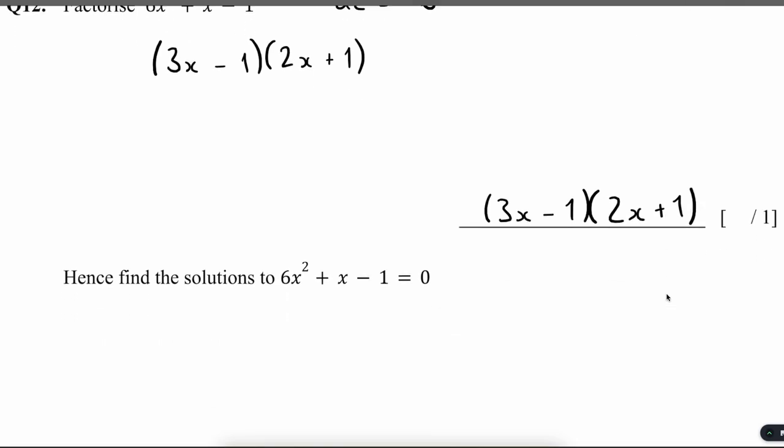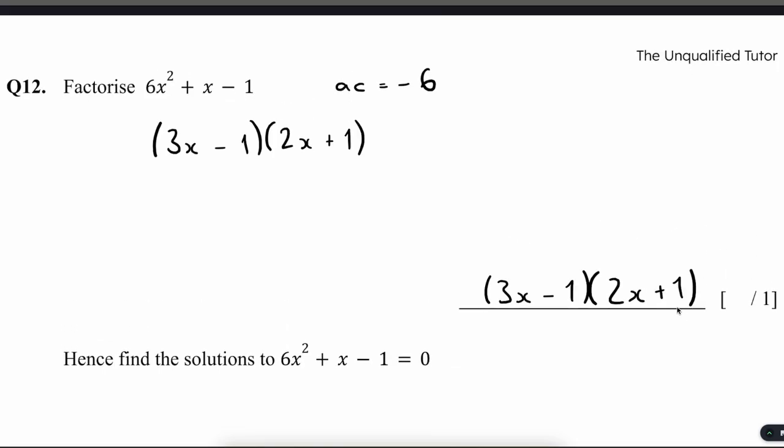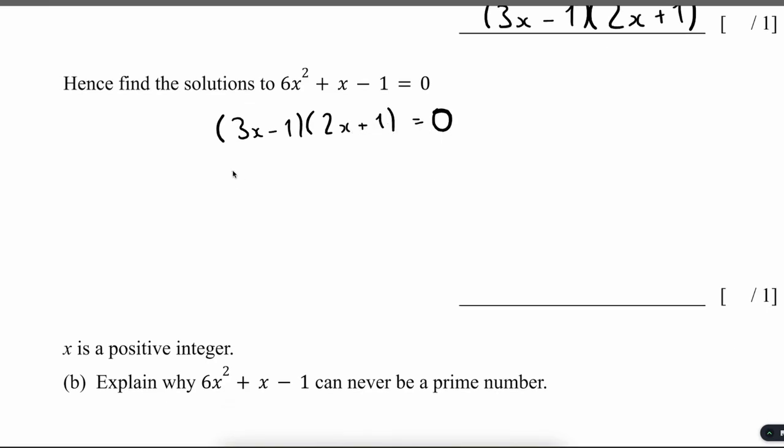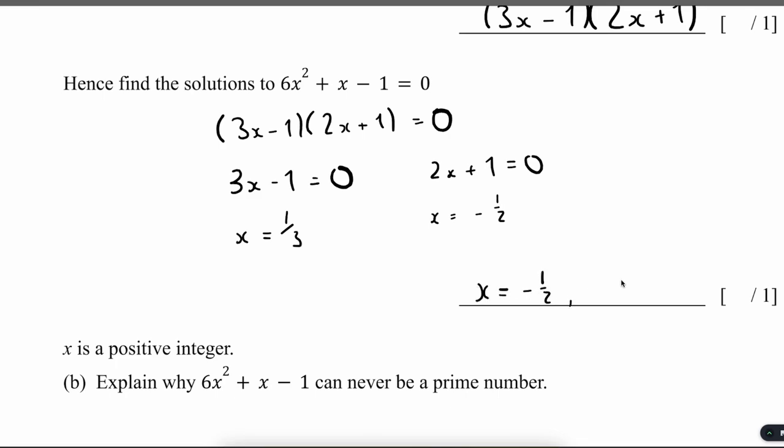Okay, hence find the solutions to 6x squared plus x minus 1 equals 0. So it's just 3x minus 1, 2x plus 1 equals 0. And so we can say 3x minus 1 equals 0, and therefore x must equal 1 over 3. Or we can say 2x plus 1 equals 0, and x must then equal minus a half. So x equals minus 1/2 or 1/3.